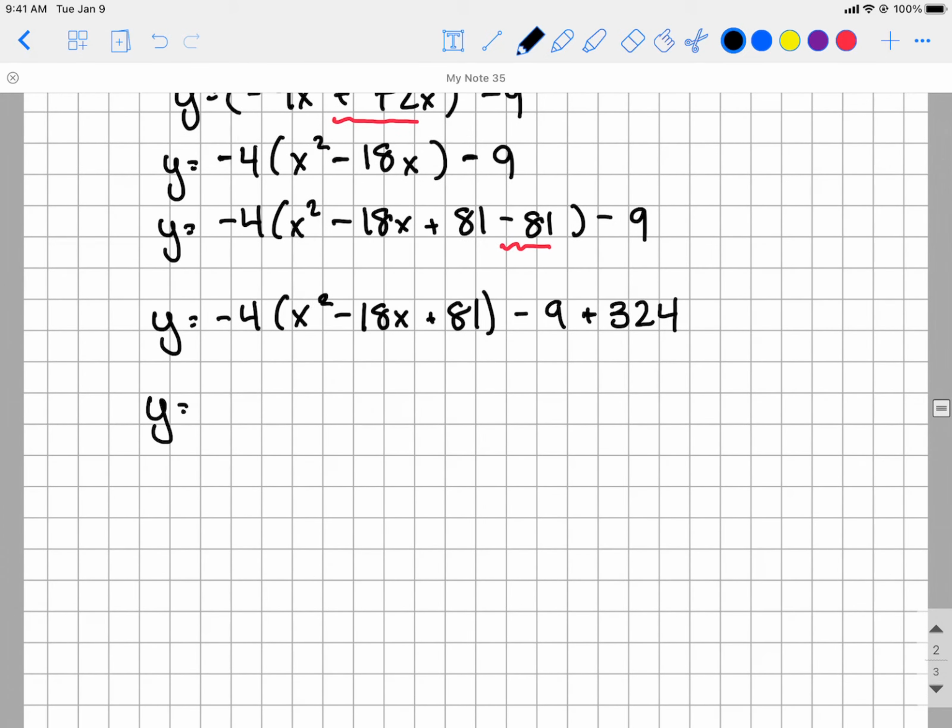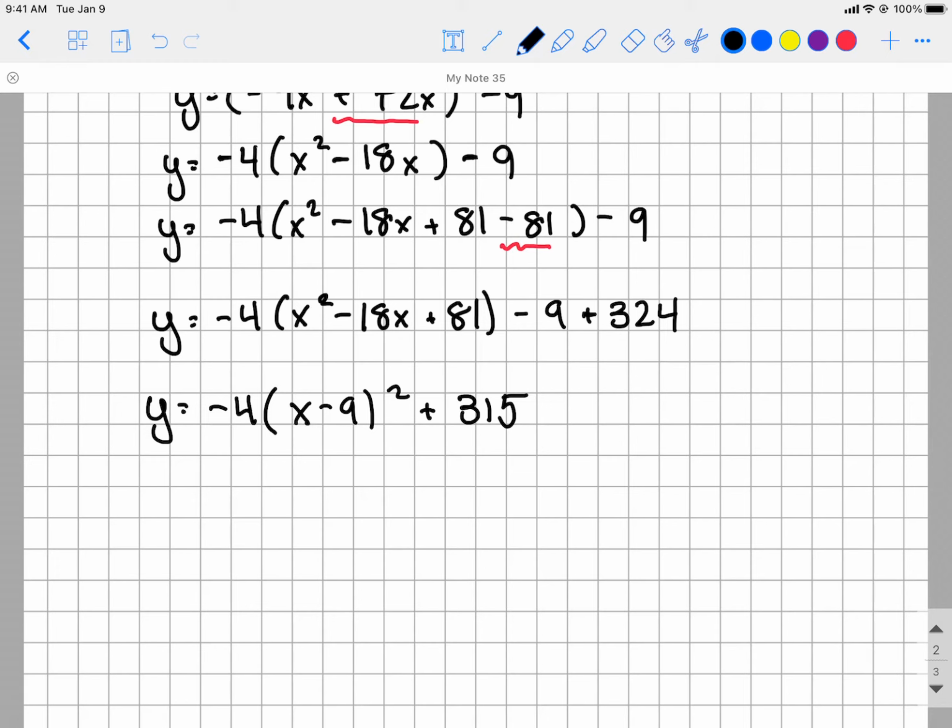We've got y equals negative 4. We factor the brackets, we get x minus 9 squared. And then we combine the stuff at the end, and we get positive 315. So you have to be very careful when you're dealing with the negatives, or else you're going to run into some trouble here.